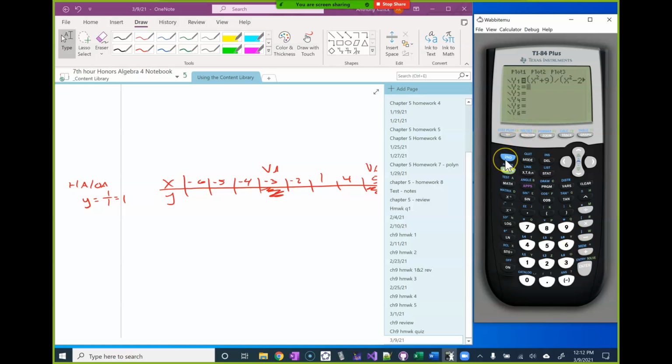Okay. And then I'm going to go to the table set option. So I'm going to press second in the window button. So the smallest value in the table I have is -6, so I want my table to also start there. And the table in my graph goes up by 1, so I want my table to go up by 1s. Everybody good with that? And then I'm just going to press second and graph. And that's going to give me my table of values.